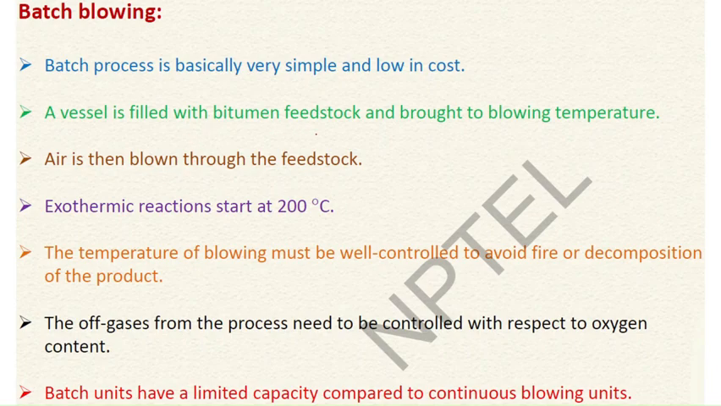Batch blowing. Batch process is basically very simple and low in cost. A vessel is filled with bitumen feedstock and brought to blowing temperature. Simply a drum is taken and the bitumen is heated to a desired temperature. Air is then blown through the feedstock. An exothermic reaction takes place at 200 degrees C and the heat release should be maintained. It is very crucial. The temperature of blowing must be well controlled to avoid fire or decomposition of the product. And the off gases need to be controlled with respect to the oxygen content. Batch units have a limited capacity compared to the continuous blowing units.